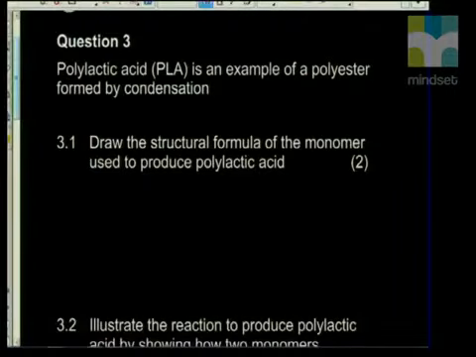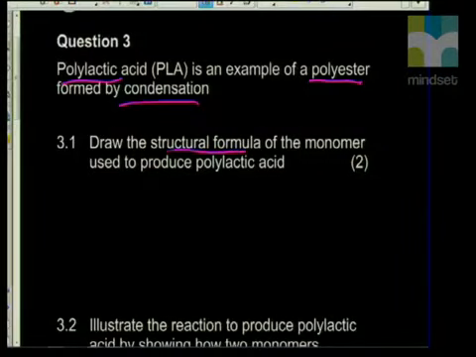We've got one last question to do, and I think it's very important that you study this question. We haven't had polymer questions in previous exam papers. So I've just pulled this one together, but let's make sure we concentrate on making sure we understand this particular one. We're told that we've got something called polylactic acid. It's an example of a polyester that's formed by condensation.